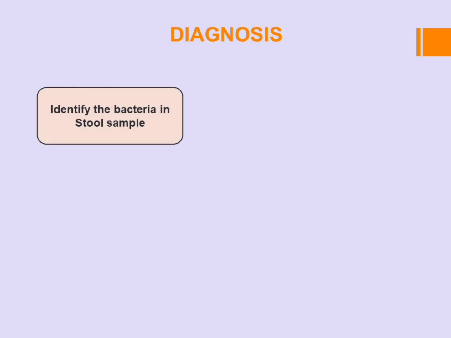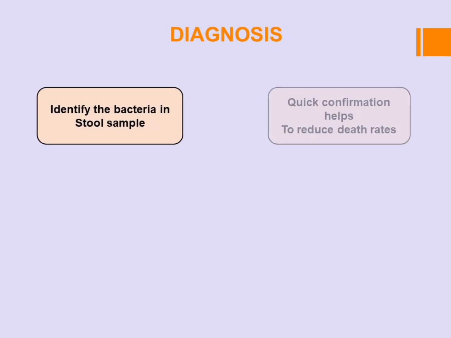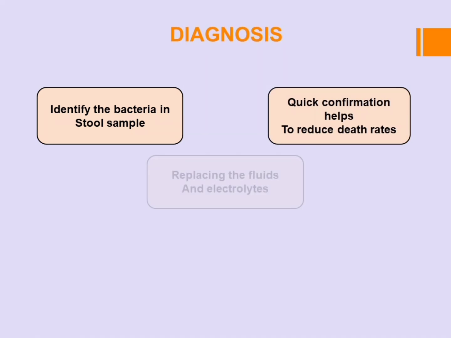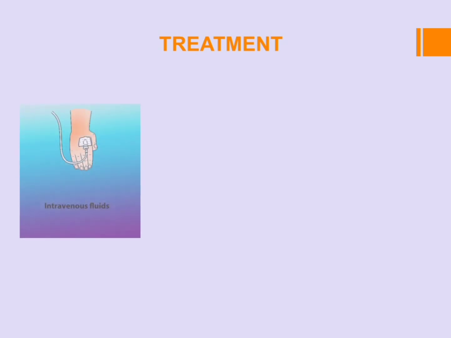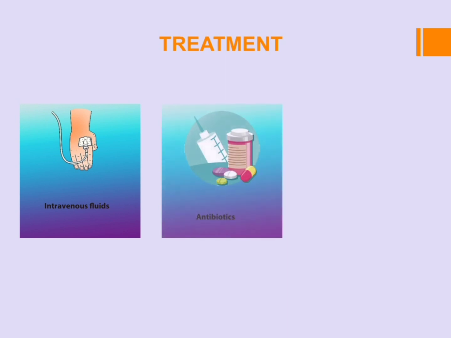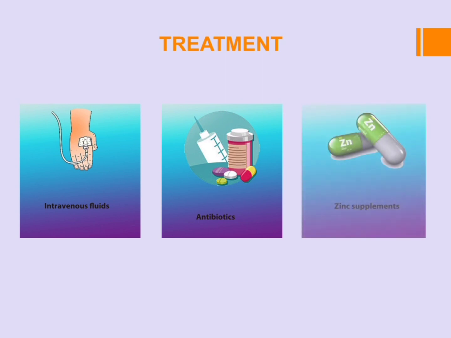Diagnosis and treatment. The only way to confirm a diagnosis is to identify the bacteria in the stool sample. Quick confirmation helps to decrease the death rates. Replacing the fluids and electrolytes in the body using a simple rehydration solution, that is oral rehydration salts. Intravenous fluids: most people with cholera can be helped by oral rehydration alone, but severely dehydrated people might also need intravenous fluid. Some antibiotics can reduce diarrhea that is related to cholera. Research has shown that zinc might decrease the diarrhea related to cholera.